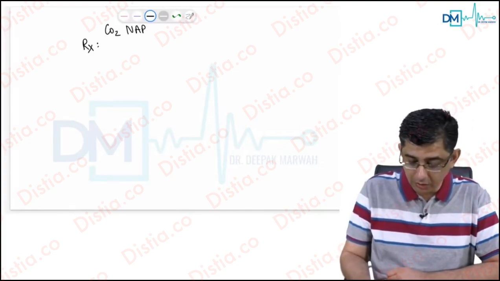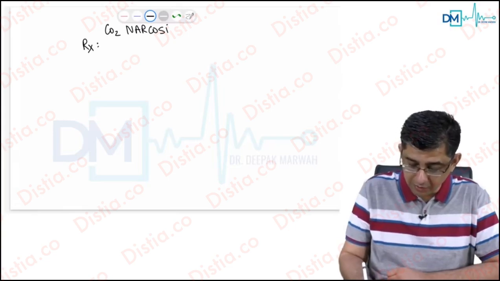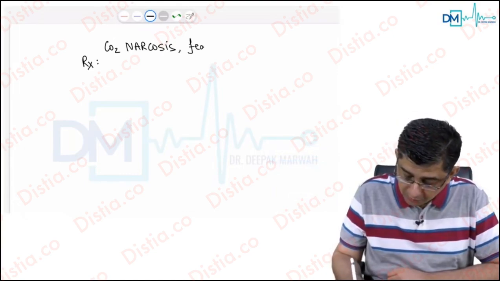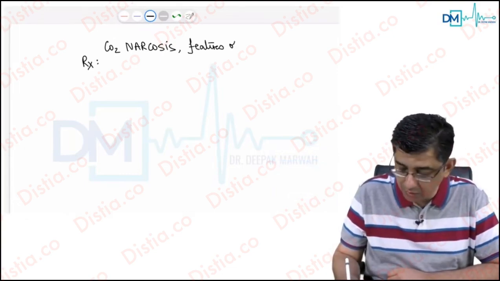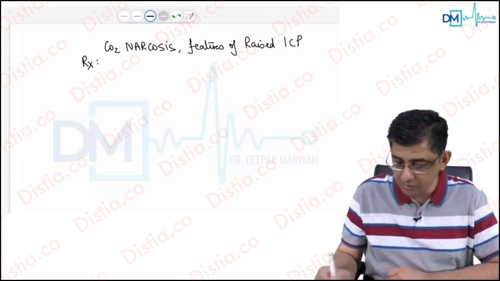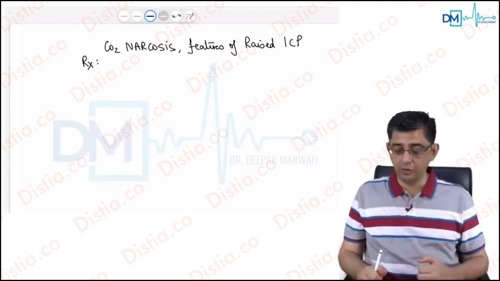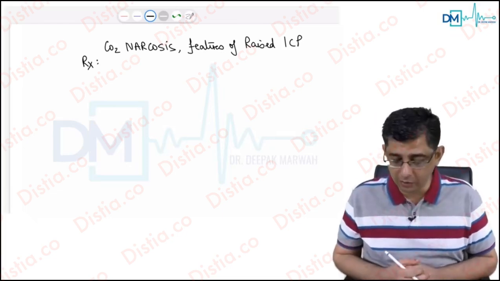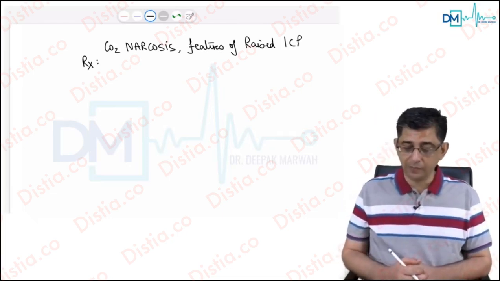Second, it causes increased features of raised ICT. I'll say that again. Carbon dioxide narcosis and features of raised ICT can be encountered in patients of carbon dioxide narcosis. Why I said that is because it will increase the cerebral blood flow, and therefore papilledema could be written in an MCQ of a person having respiratory acidosis.